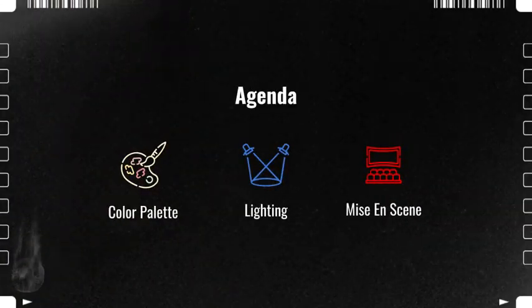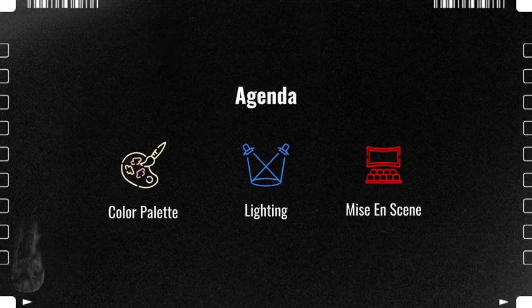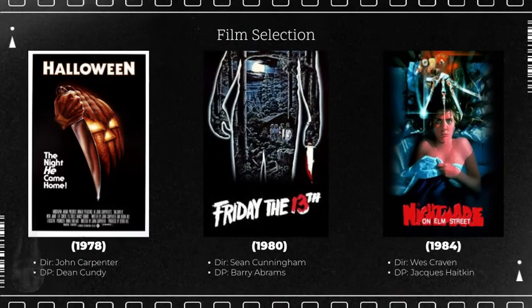Now, with an understanding of the slasher subgenre definition, my focus of this project is to explore the cinematography techniques in 3 specific areas: color palettes, lighting design, and the overall mise-en-scène. But before I slice into these techniques, here are the 3 films explored within this project: John Carpenter's Halloween 1978, Sean Cunningham's Friday the 13th 1980, and Wes Craven's A Nightmare on Elm Street 1984, my personal favorite.